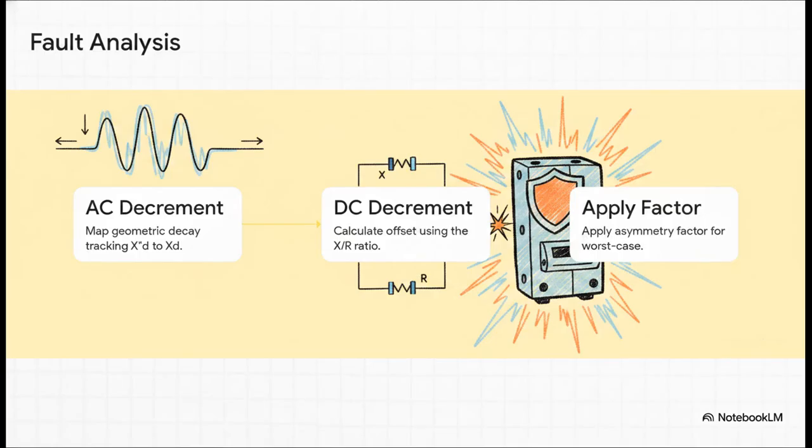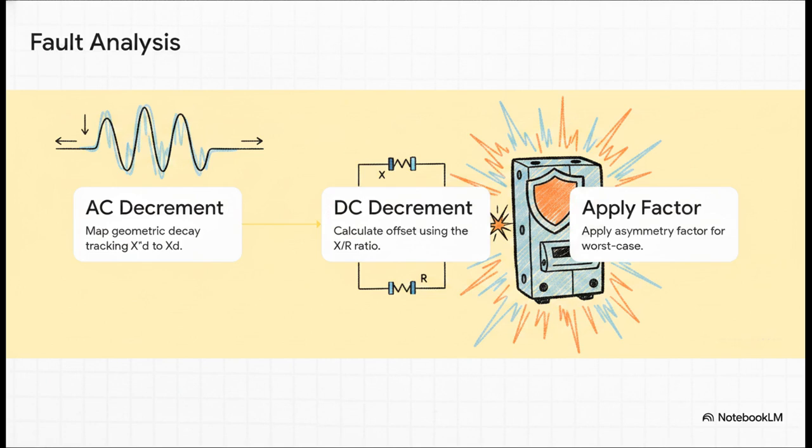So let's bring this all together. You might have come into this explainer viewing a generator as a single, static box of fixed impedance, but now you can see fault analysis for what it truly is, a totally dynamic, multi-layered process. Step 1. You map out the machine's geometric AC decrement, tracking how X double prime D rises to XD. Step 2, you calculate the network's DC offset based on the specific X over R ratio at the fault location. And finally, Step 3, you apply the correct asymmetry multiplying factors to make absolutely sure your hardware can survive the absolute worst-case scenario.